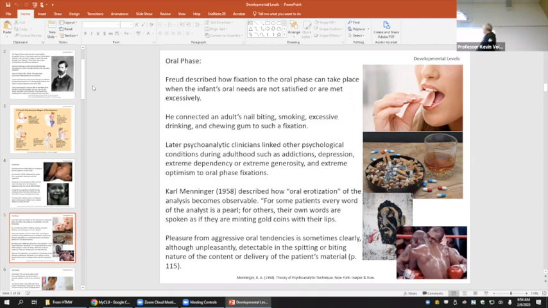Carl Menninger described how oral eroticization of the analysis becomes observable. For some patients, every word of the analysis is a pearl. For others, their own words are spoken as if they're minty gold with their lips, right? So you can think of the analyst or therapist's words like breast milk for the baby. Likewise, the positive transference will be that the words are wonderful, nourishing breast milk. And the negative transference will be, they're not saying what I want them to, and that's sort of oral aggressiveness.